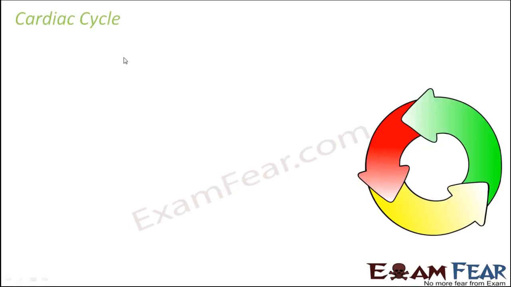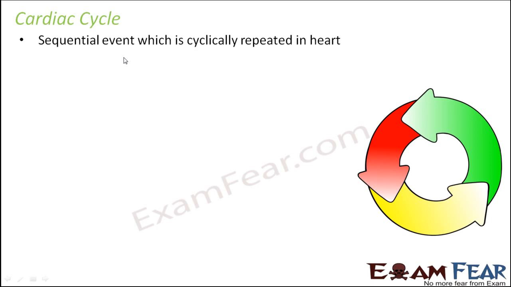So now that we understood the processes of systole and diastole, now we will talk about the cardiac cycle. So why do we call this a cycle? Because you saw that the processes of contraction and relaxation happen in a cyclic manner. The first step was joint diastole, which was followed by auricular systole, then ventricular systole, and finally it ended up again in joint diastole. So that is how it is a cyclic process. So we can say that it is a sequential event which is cyclically repeated in the heart. So it goes on and on, one after another.